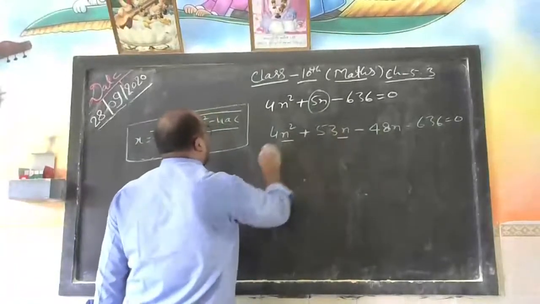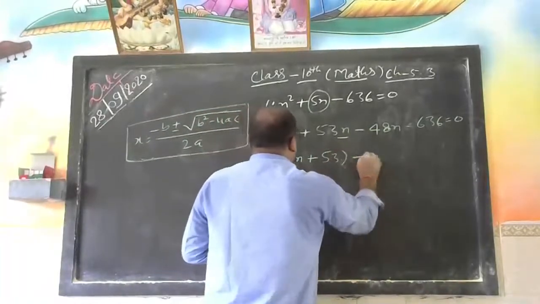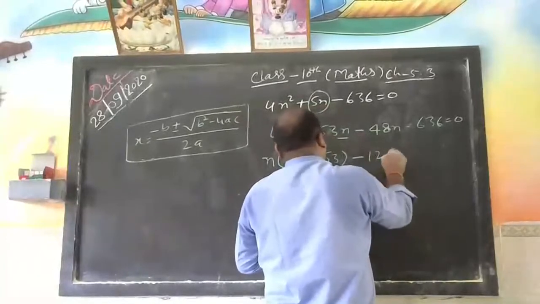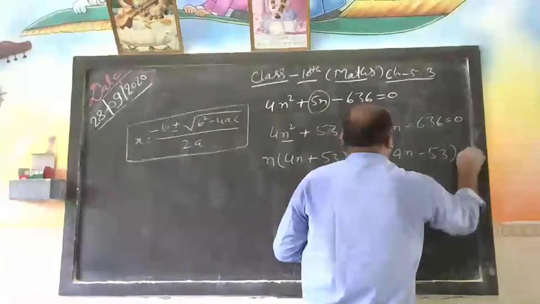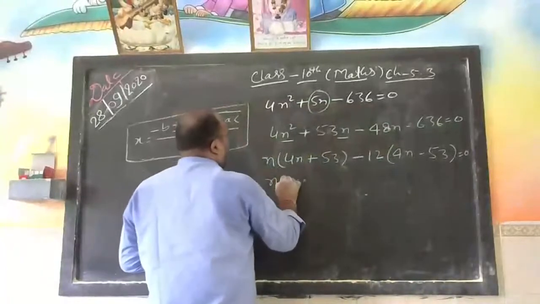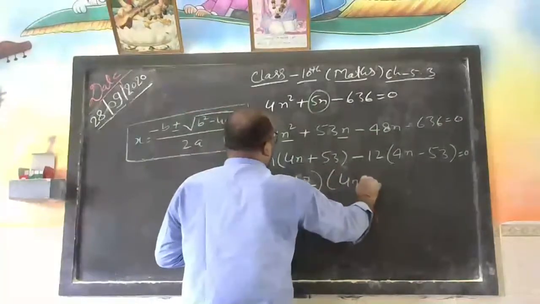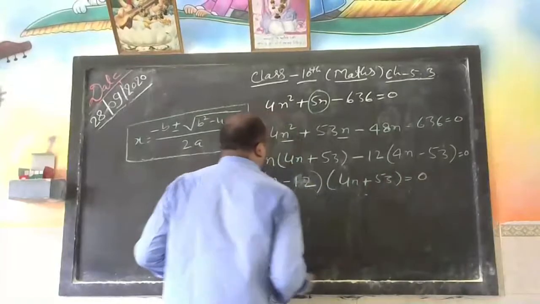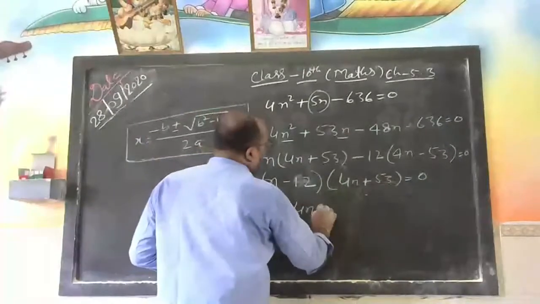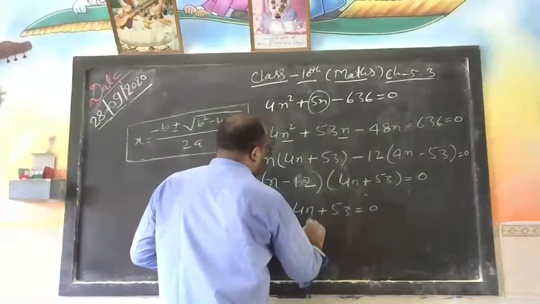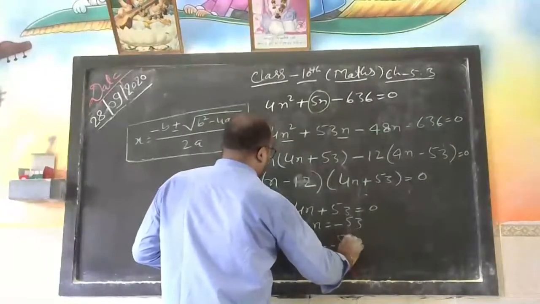Now you are looking here, n is common in both. So when you take out n, you get here 4n plus 53. Now when you take out negative 12, you get here 4n plus 53 is equal to 0. Then n minus 12 and 4n plus 53 is equal to 0. So when 4n plus 53 is equal to 0, then 4n is equal to minus 53, then n is equal to minus 53 upon 4.